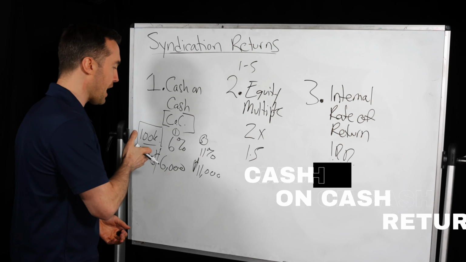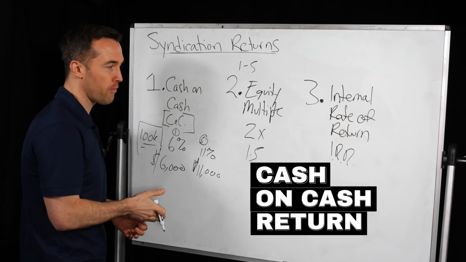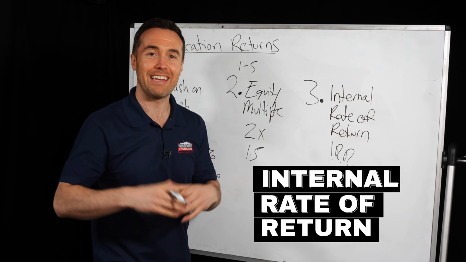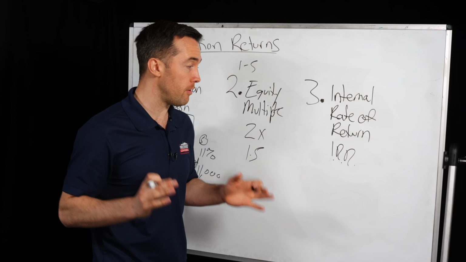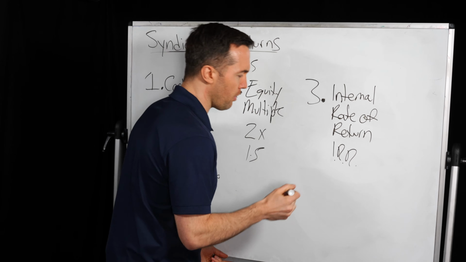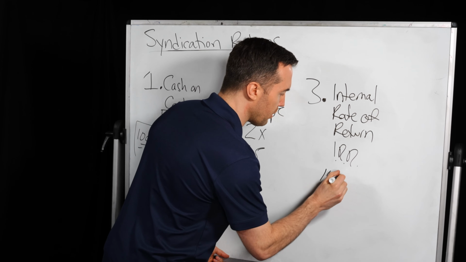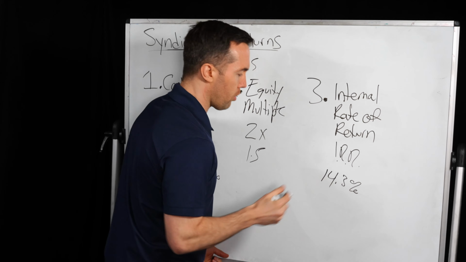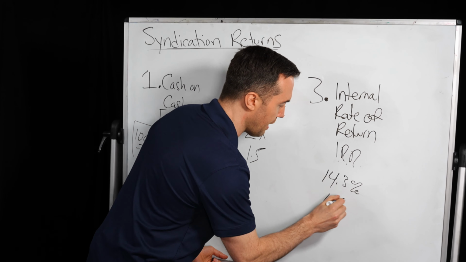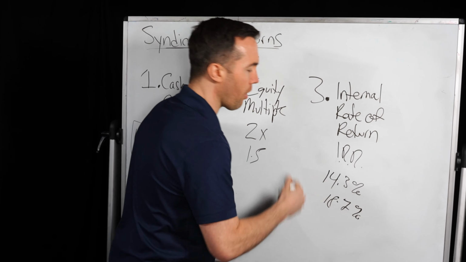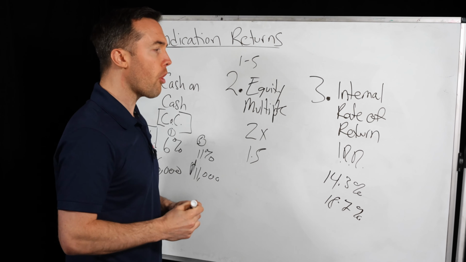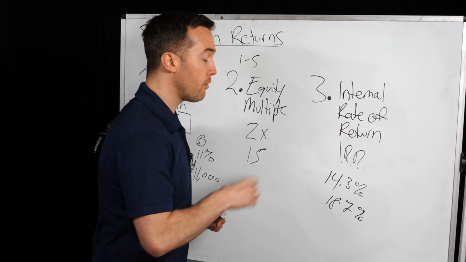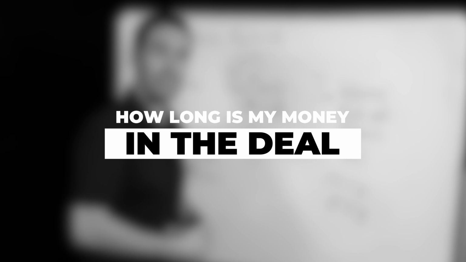So not like cash on cash return where you're looking at year 1, 2, 3, 4, 5. With IRR, you're looking at the IRR for the entire deal. And you're often going to see a deal look like a 14.3% IRR, or you'll see an 18.7% IRR, something like that. And IRR is a really important metric to focus on. How long is your money actually working in the deal?